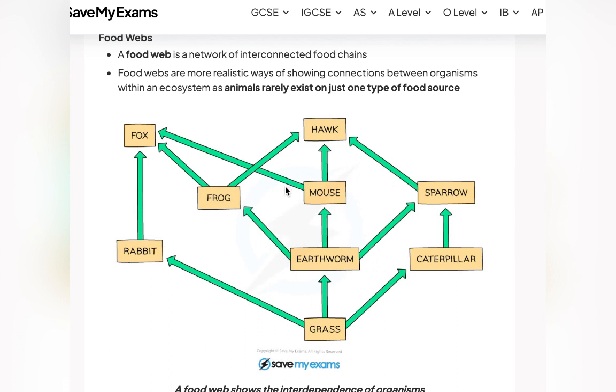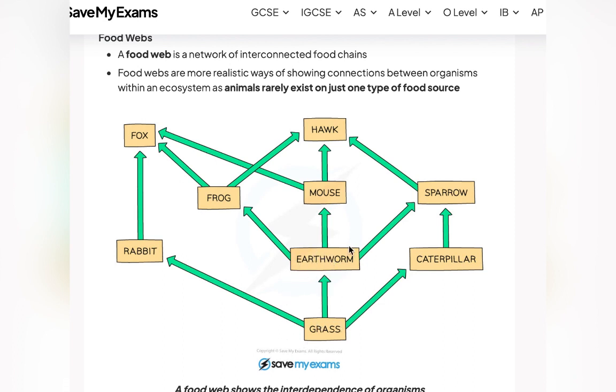So in a food web, you can be given one food web and they can ask you to write many different food chains from it. Another question they can ask is, if the rabbit dies or if the earthworm dies, how does it affect this whole food web? In Cambridge IGCSE, if the number of earthworms decreases, how does it affect this?